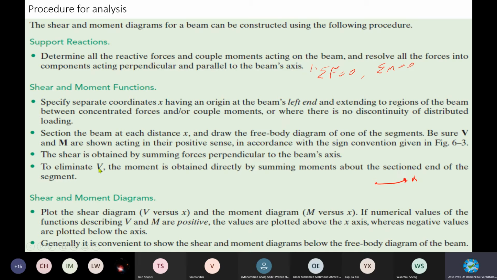This one also I will explain well with the example, how we are going to determine the total shear forces and bending moment, or sometimes an additional question will be there to find the maximum moment, maximum force, and so on. Plot the shear diagram, right? V versus X. This is what we are doing in your diagram.